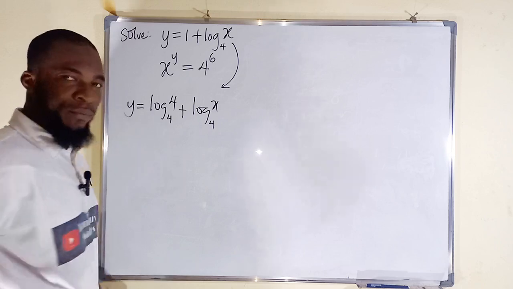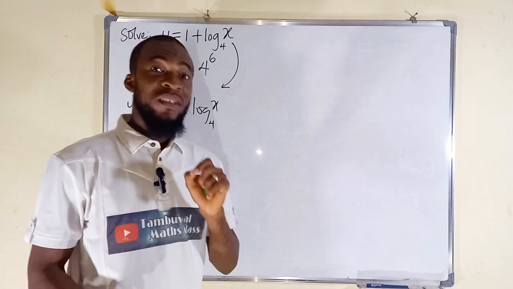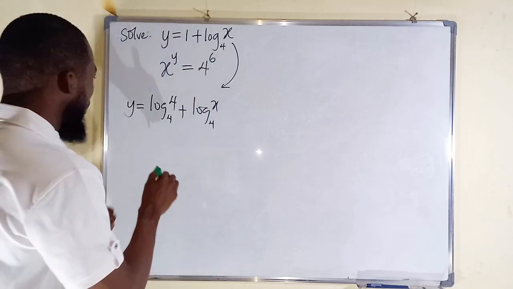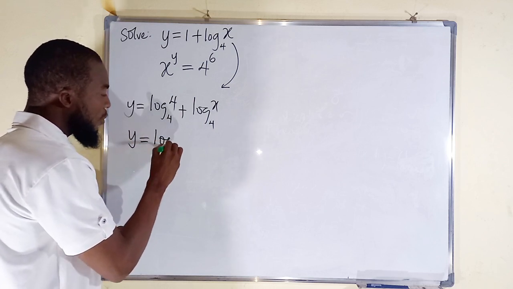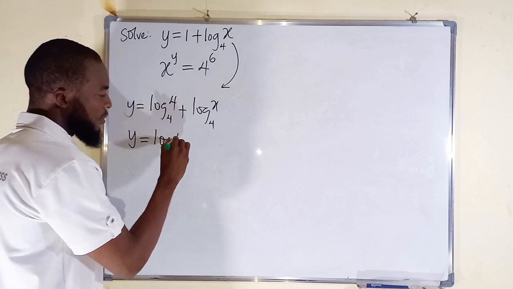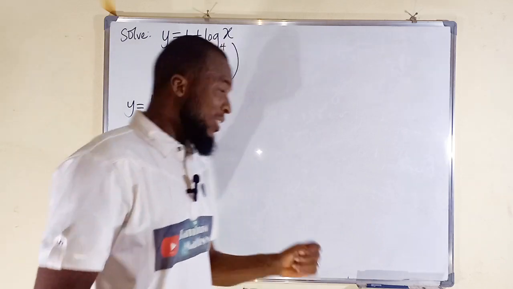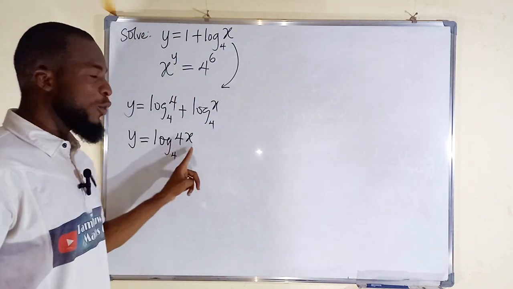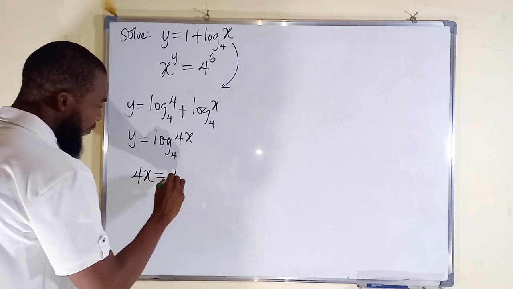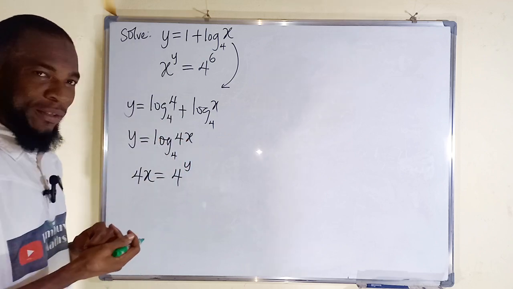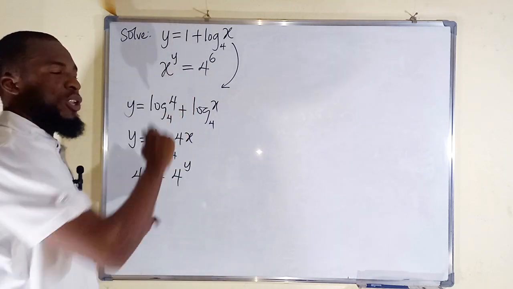From one of the laws of logarithms, we can combine these two logs into a single log because they have common bases, by multiplying their arguments, right? So y will be equal to log of 4 times x, which is 4x, with the base of 4. And by definition, 4 to the power of y is equal to 4x. Therefore, 4x is equal to 4 to the power of y. Let us make x the subject here, then we plug it into the second equation.